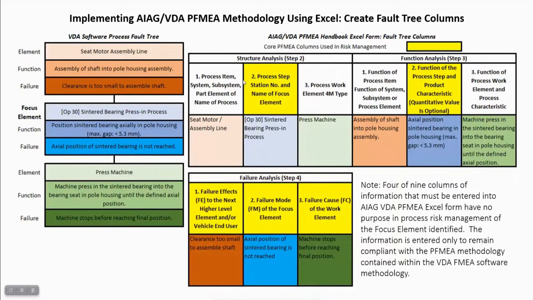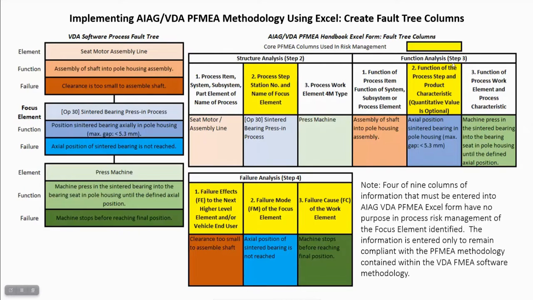Now, if you do have Excel and you use Excel and your customer is forcing you to use the AIAG VDA method and they want to see their PFMEAs in those forms, this is how you do it. You basically build the tree the way I showed. Here's our three elements: the seat motor assembly line that leads to the center bearing press that leads to the press machine. Structure analysis step 2, just like it was in the design FMEA, is our structure net. So here you see your seat motor assembly line, your bearing press, and your press.